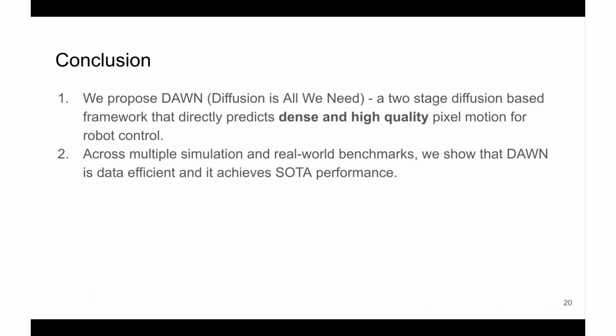In conclusion, DAWN is a two-stage diffusion-based framework that predicts dense and high-quality pixel motion for robot control. Across multiple simulation and real-world benchmarks, we show that DAWN is data efficient and achieves solid performance.